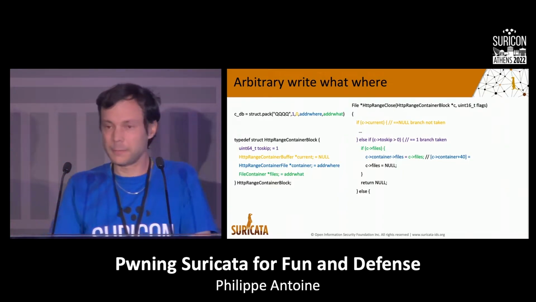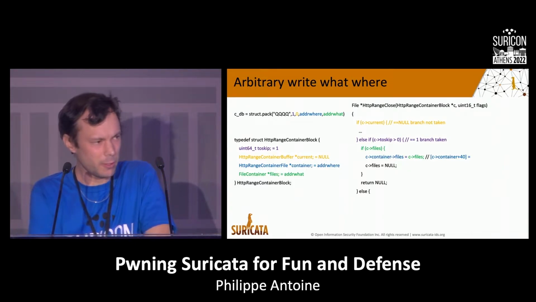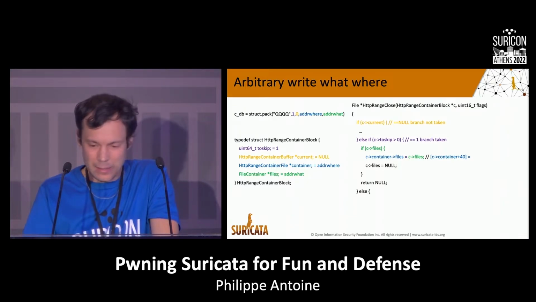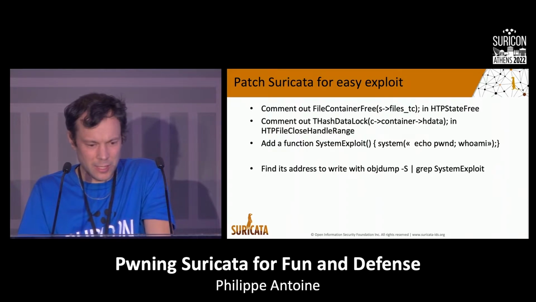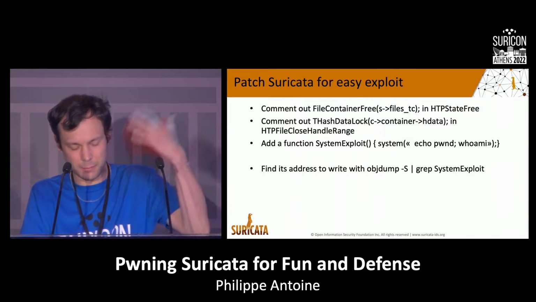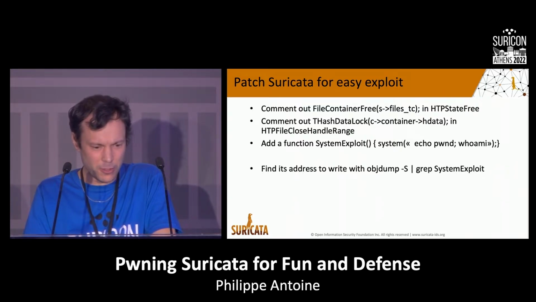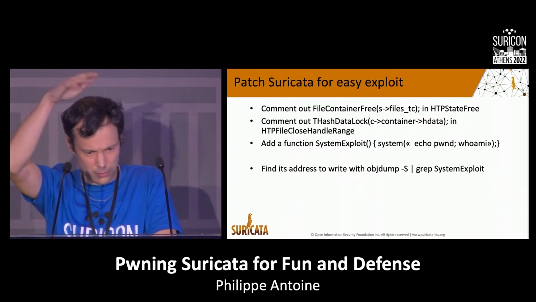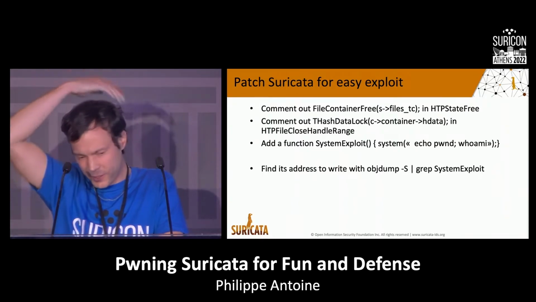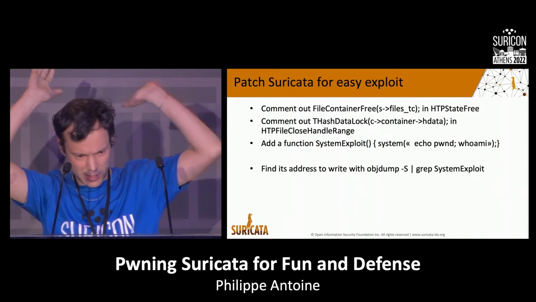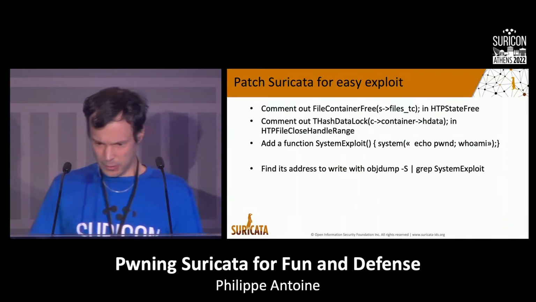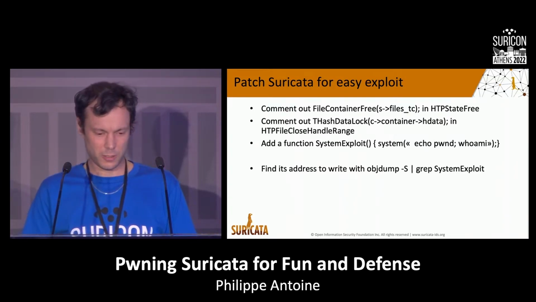So at this point of studying the code, I patched Suricata to get an easy exploit. I commented out the files TC stuff. I commented out, when I went deeper in the code, some mutex lock logic. I added a function which I called system exploit, which was running a system whatever command. Yeah, that was the patch.